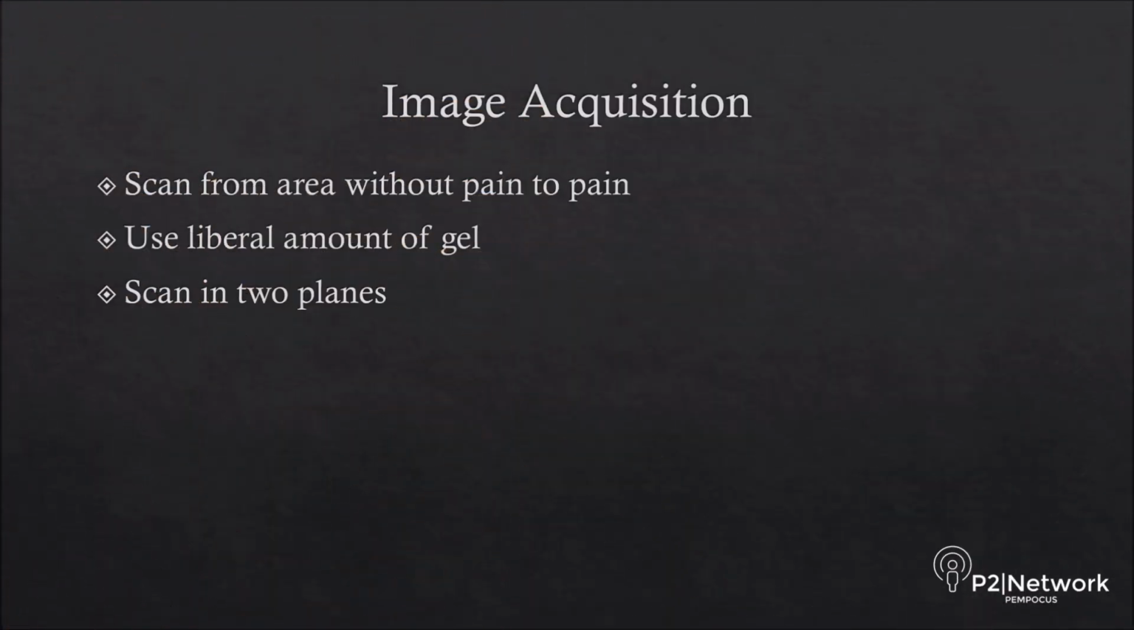So for the image acquisition, make sure that you scan from an area of no pain to pain. Use lots of gel and always scan in two planes when you're looking at bones.